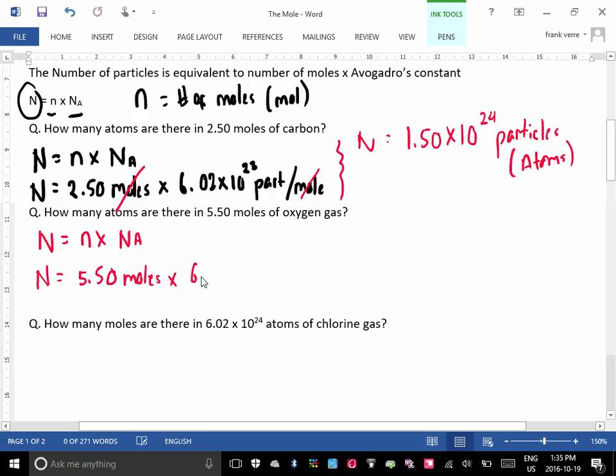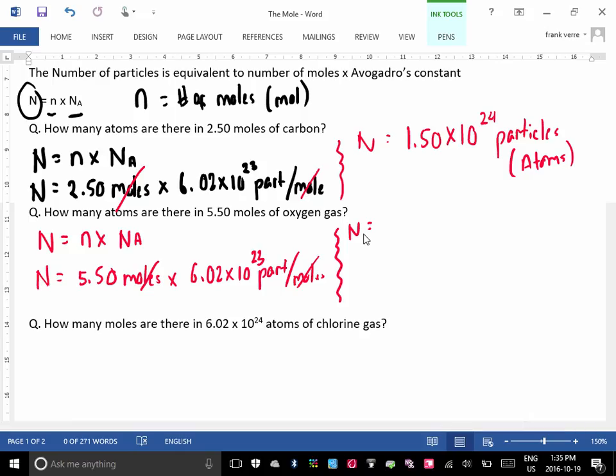times Avogadro's constant. I'm just going to write particles per mole. Again, that cancels out. You're left with particles. So what would that be? How many particles are there? So 5.50 times 6.02 should be 33 point something, times 10 to the 24 particles, right?